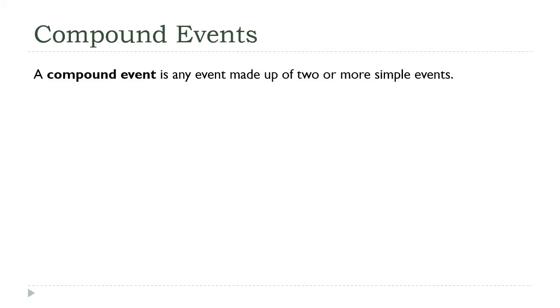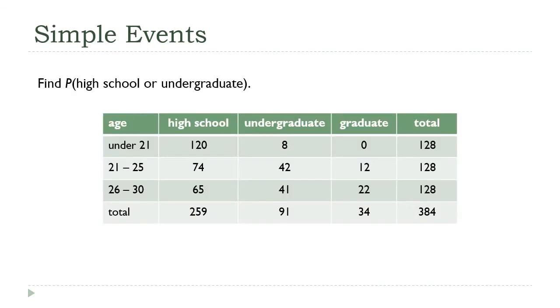Okay, so we want to go beyond simple events to what are called compound events. A compound event is any event that's made up of two or more simple events. So let's jump right in with an example. I want to find the probability that a randomly selected person has either high school or an undergraduate degree as their highest education level. You see how this is a compound event now. We have two possible outcomes that we're considering. Either one of those would be okay.